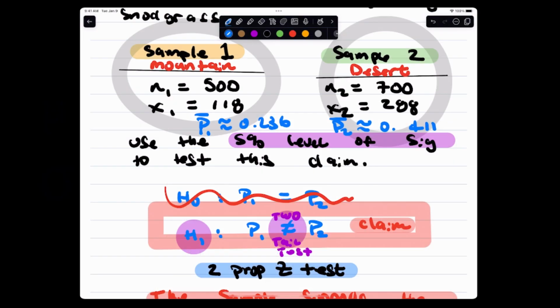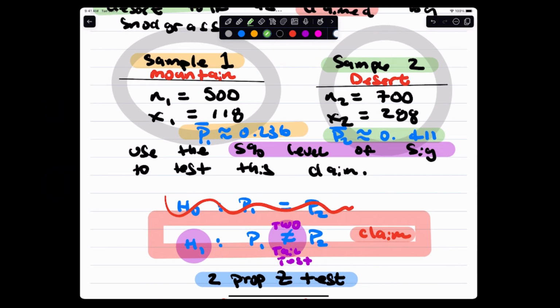Now let me express to you guys again what that means, what you've read, is, let's use the colors, okay? The proportion of mountain people that believe in UFOs is about 23.6%. The proportion of who? Desert people who believe in UFOs, there's your desert, is about 41%.